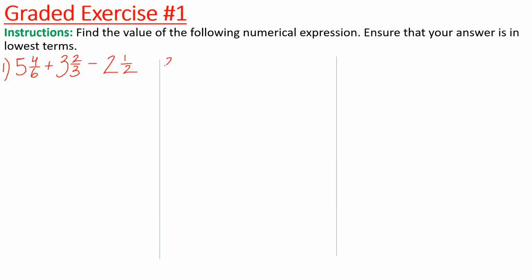Number 2, what if we have 6 and 7 over 10, plus 2 and 3/5, minus 1 and 1/2.